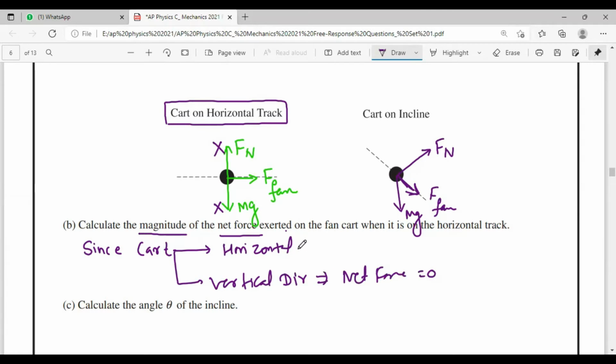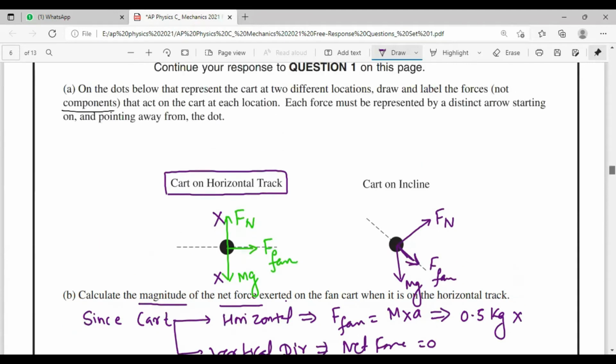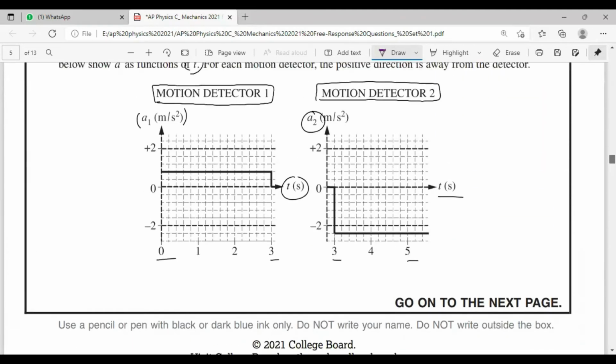So for the horizontal direction, we have to find F fan, and that should be equal to mass into acceleration, right friends? So what will be the mass? We have been given the mass. Mass is 0.5 kg. And what's the acceleration? Let us read the acceleration. For the acceleration, we have been given this graph. See, this is the acceleration versus time graph. And as we can see, this acceleration is constant throughout 0 to 3 seconds. Our acceleration is constant, so we can easily find the force by ma.